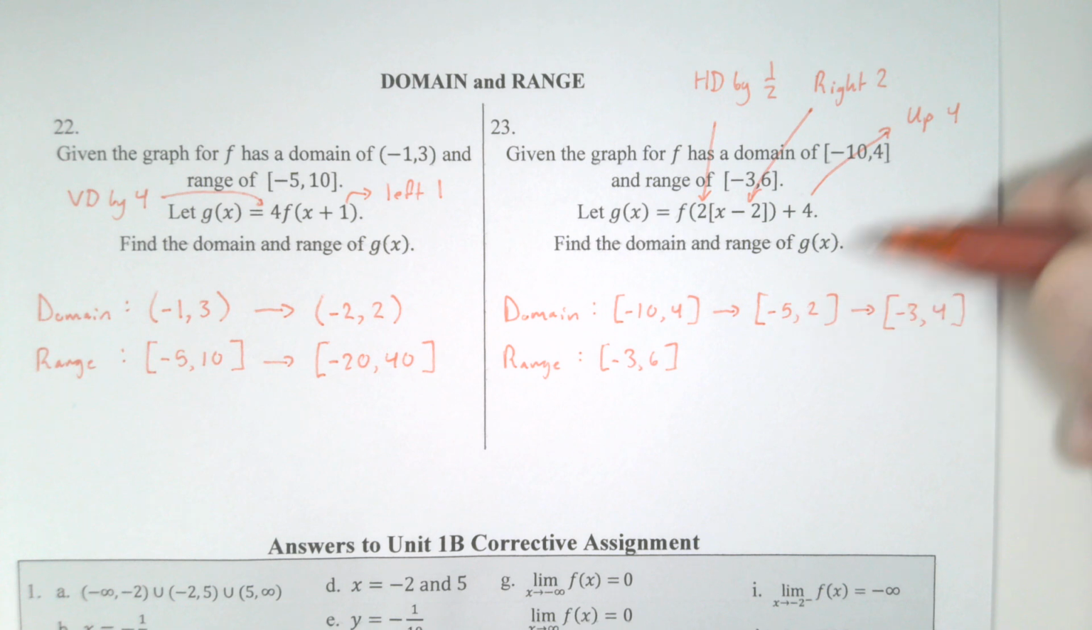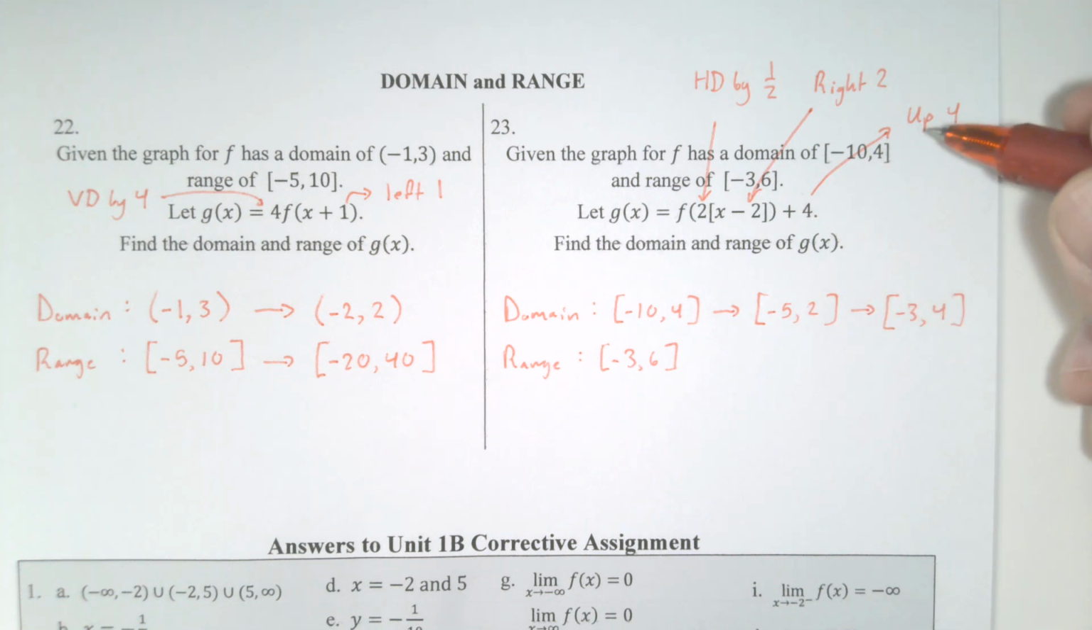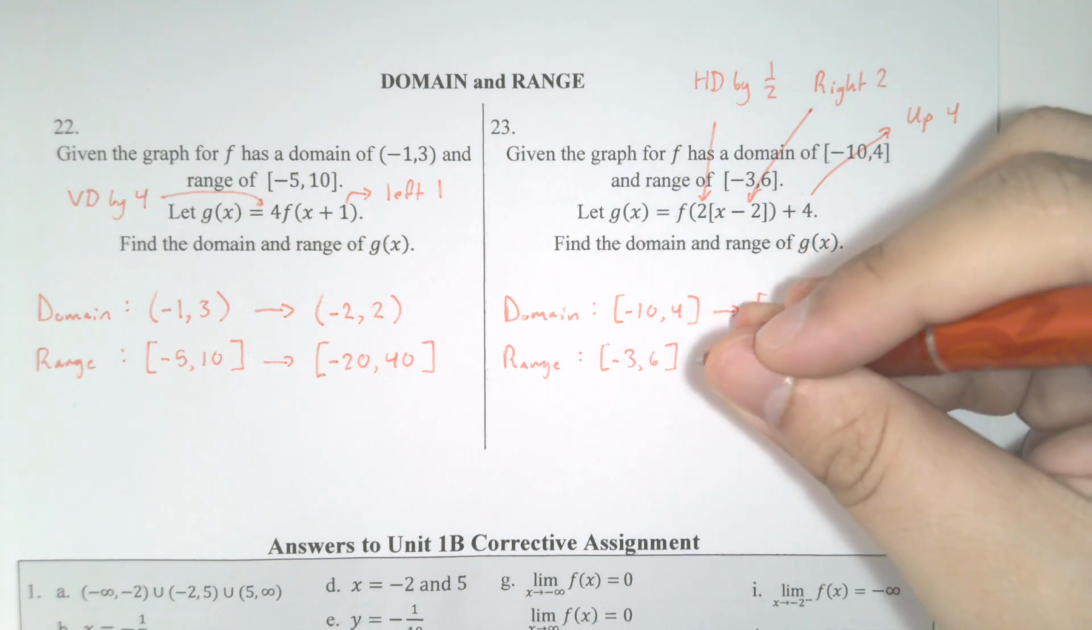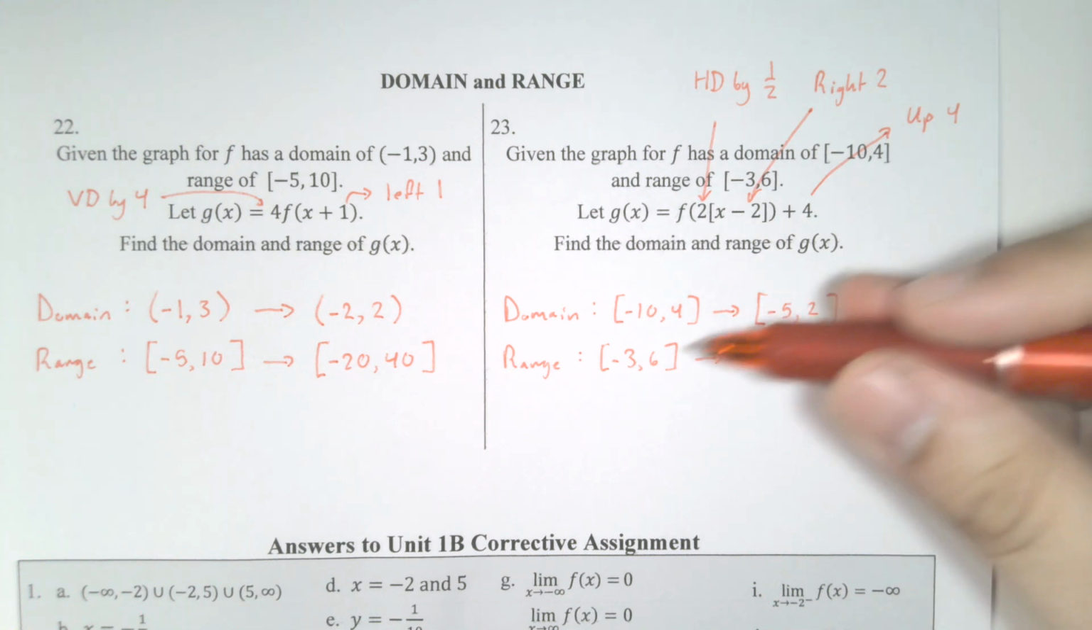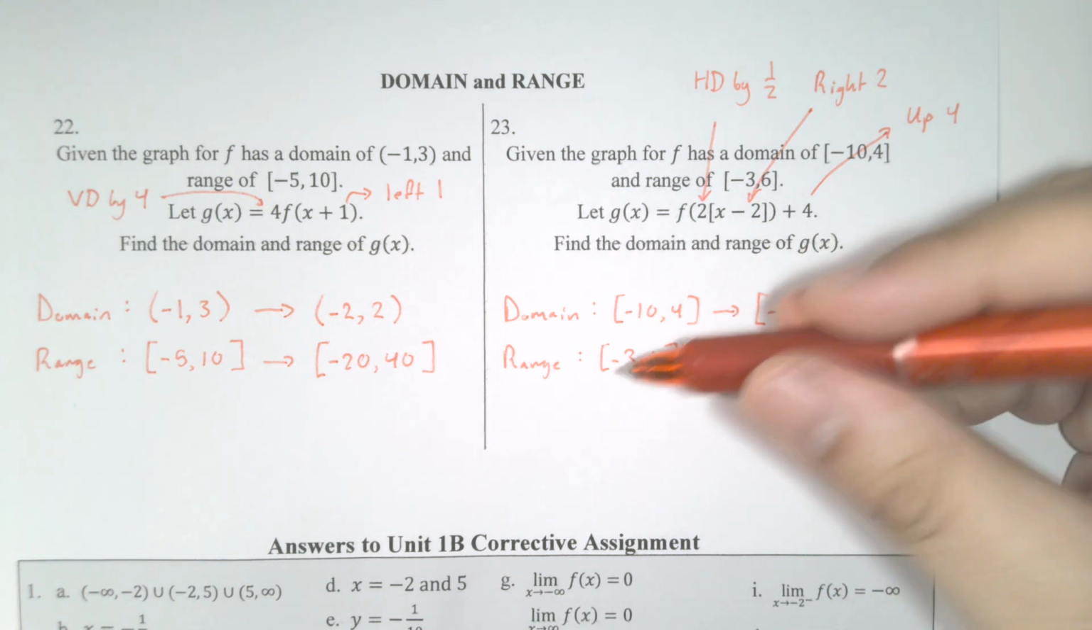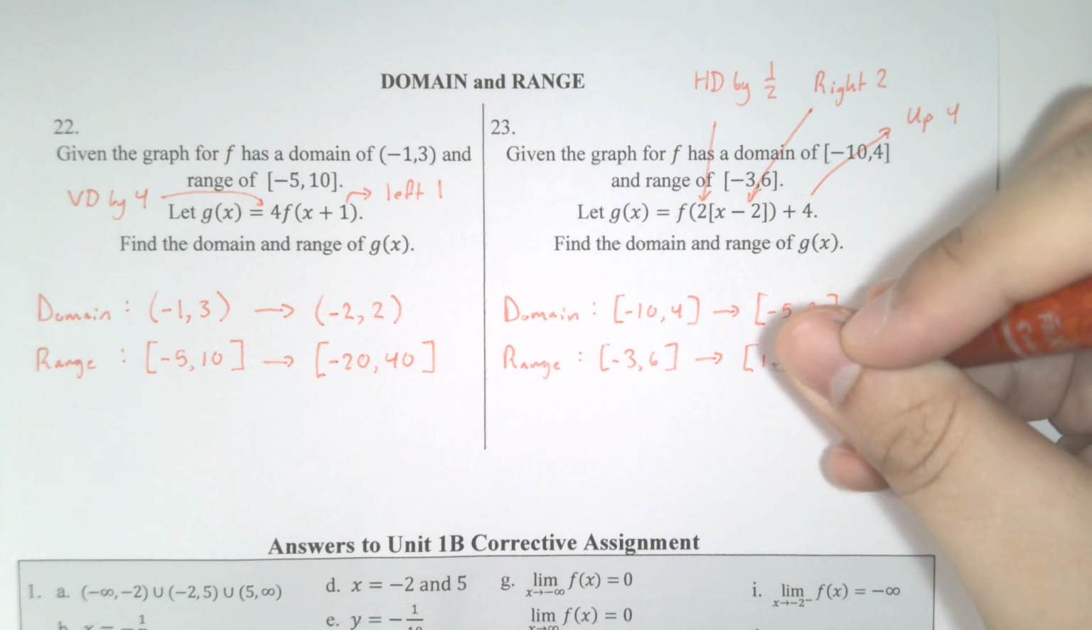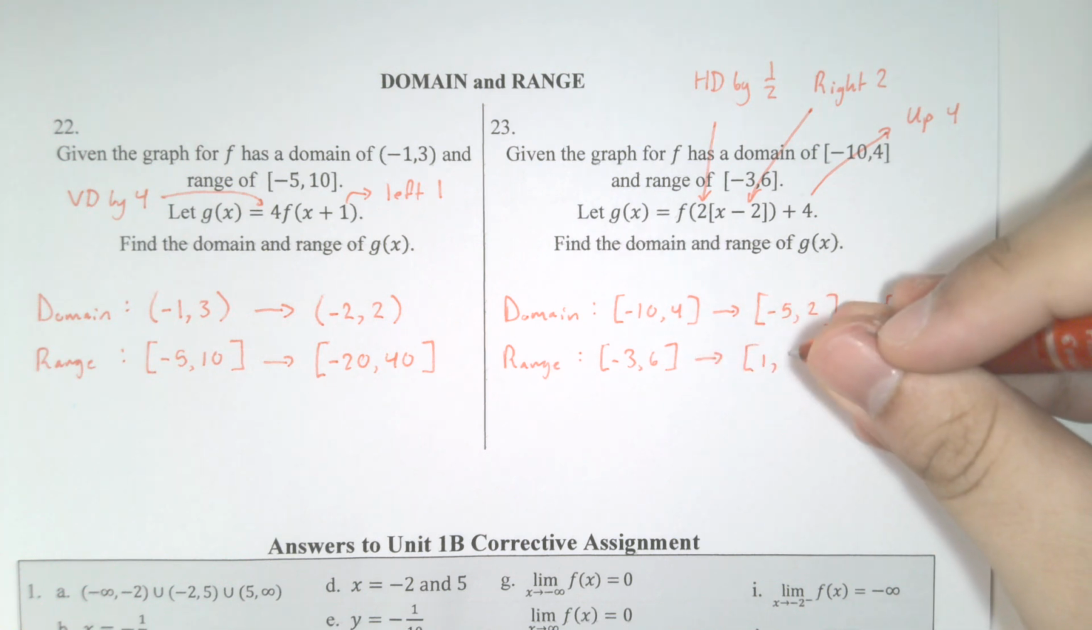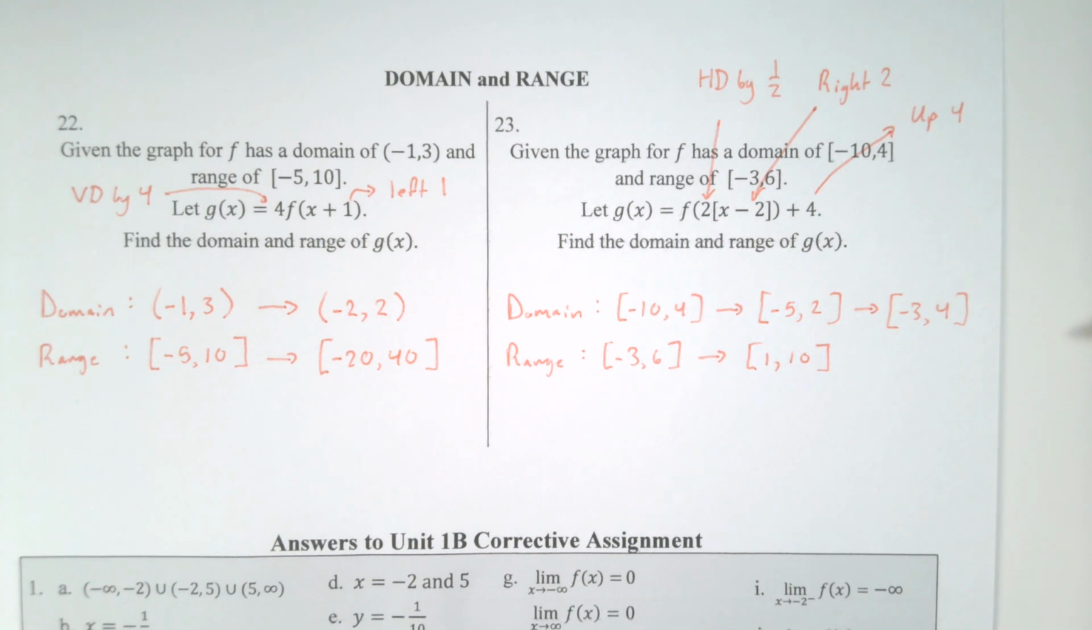Our new range, all we have to do is go up 4. And so adding 4 to everything, -3 is going to become 1, 6 is going to become 10. And this is our new range. And so that is how we do the entire Unit 1B corrective assignment.